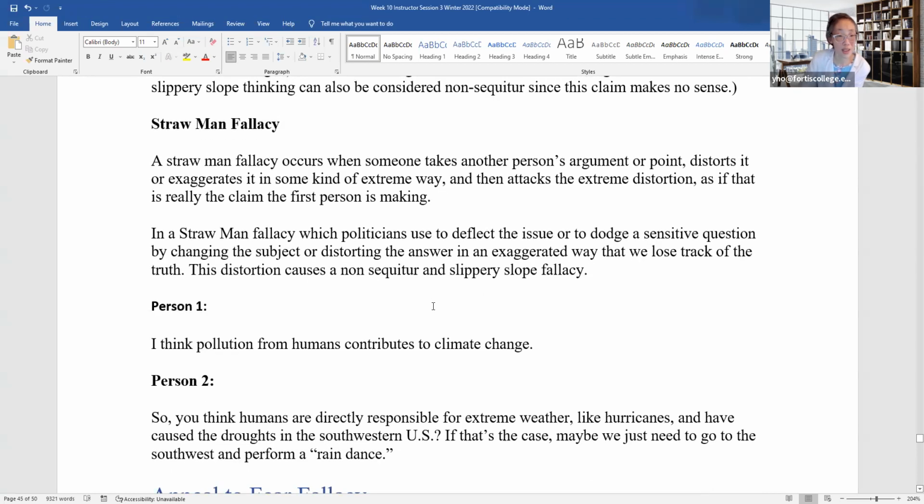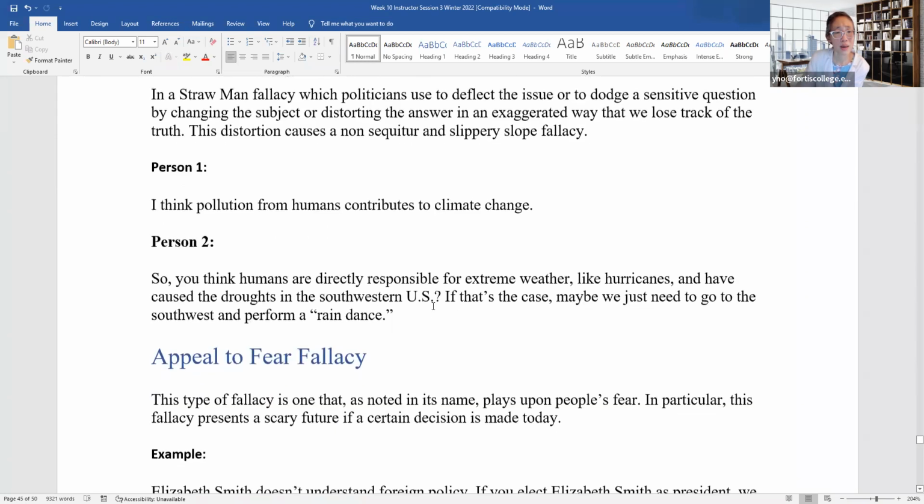A straw man fallacy occurs when someone takes another person's argument or point, distorts it or exaggerates it in some extreme way, and then attacks the extreme distortion as if that is really the claim the first person is making. Politicians use this to deflect or dodge a sensitive question by changing the subject or distorting the answer in an exaggerated way so that we lose track of the truth. So this can also be a non sequitur or a slippery slope fallacy.